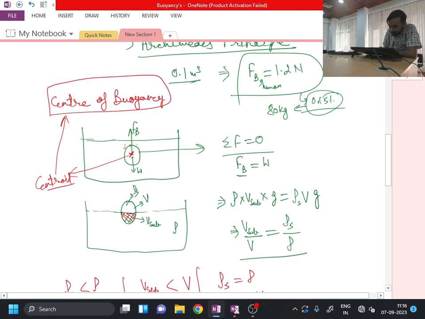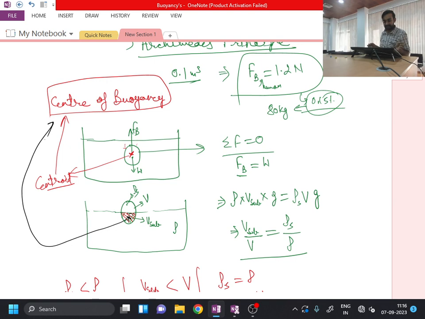So if I consider the centroid of the submerged portion of the body, that will be acting somewhere over here. So now my new center of buoyancy will be like this. To explain once again in a very easy sense, whatever the submerged volume of the body I am having, if I simply take the geometric centroid of that submerged volume, that will give me the line of action of the buoyancy force, and that is what is called the center of buoyancy.